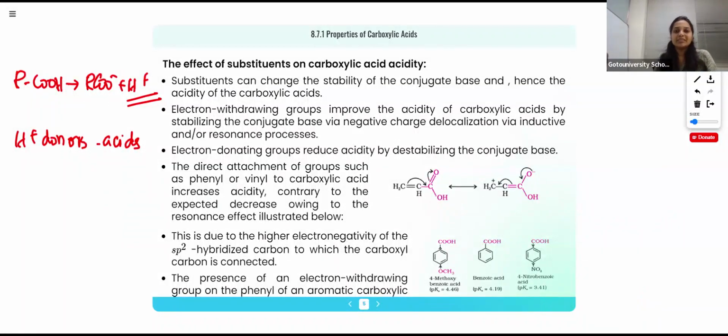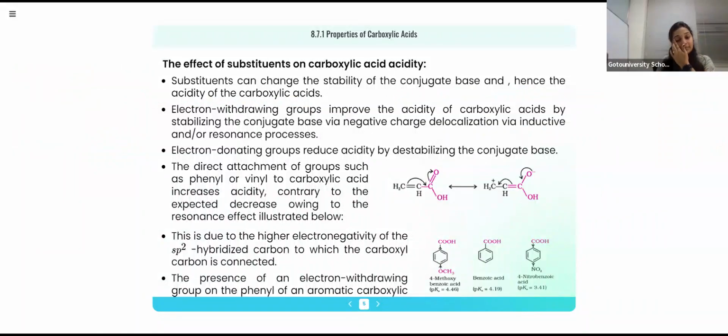Okay. Substituents can change the stability of the conjugate base and hence the acidity of the carboxylic acid. Normally, carboxylic acids can donate H+ ions, so they are acidic in nature. But the substituents can change the stability of the conjugate base of the acid. What do you mean by the conjugate base?